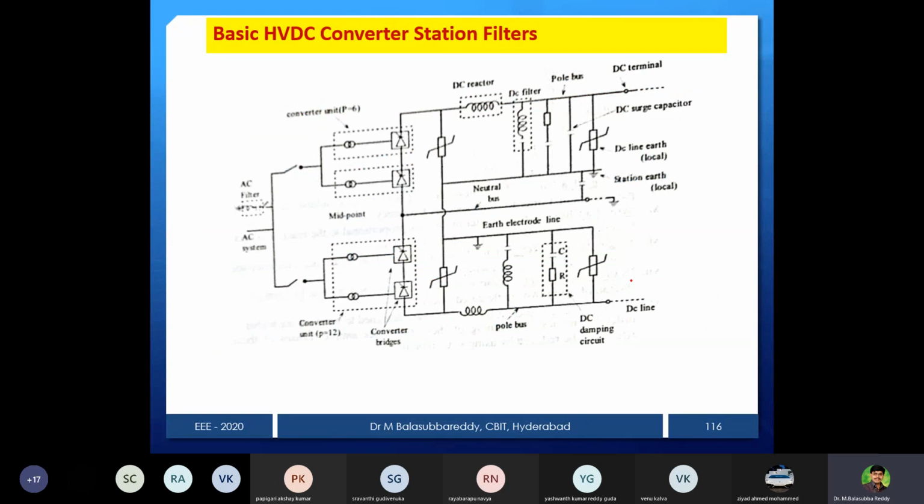And this is the total basic converter station. I think it may have been shown in the previous class also. You can see there is a 12 pulse converter, a 6 pulse converter, another 6 pulse converter, star, and then delta star, all these things.